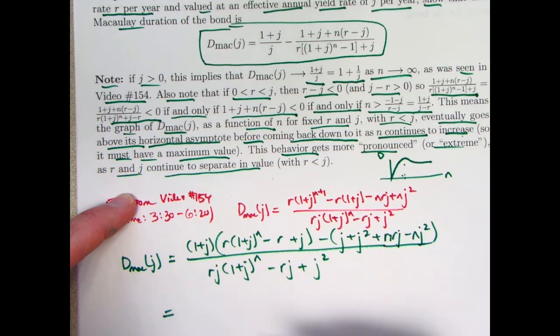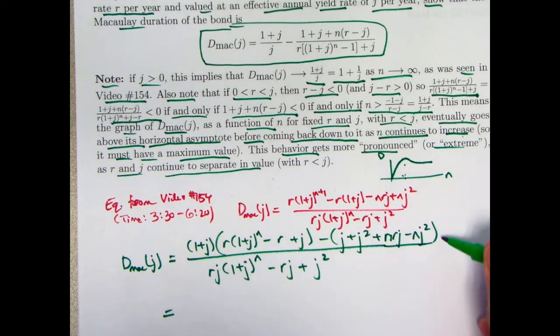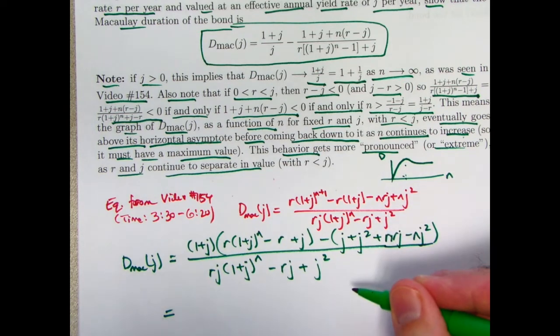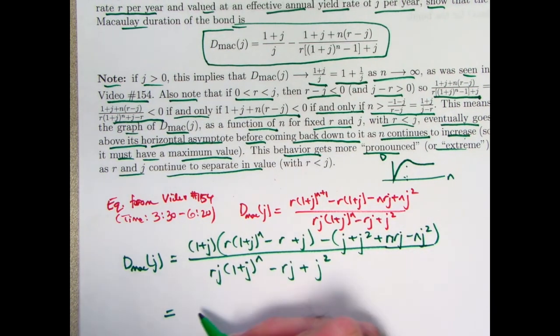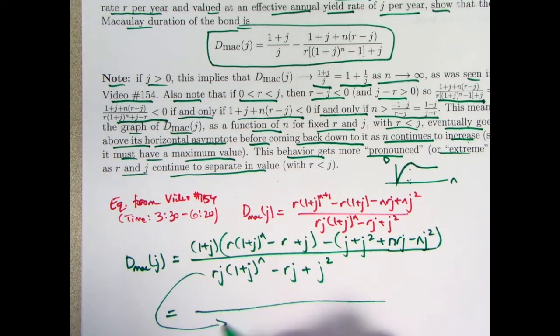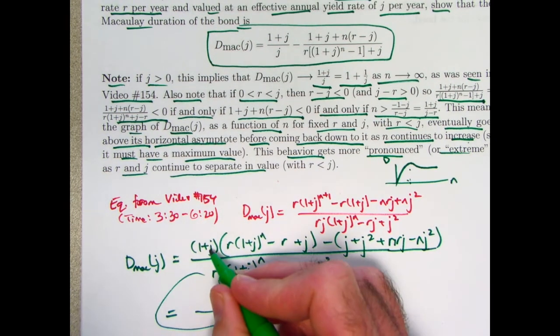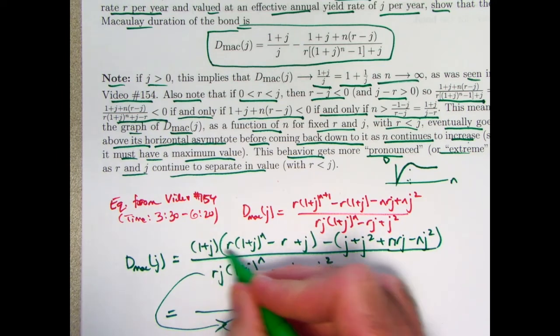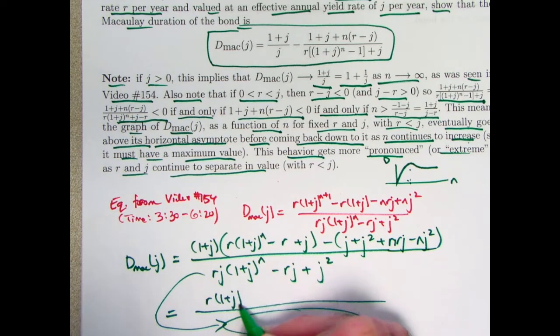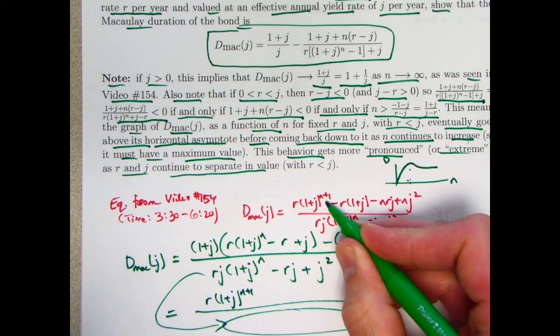So hopefully this numerator simplifies to this numerator. The tops match. The bottoms already match. The denominators already match. Let's go ahead and multiply this out. I will just keep the denominator the same and not bother rewriting it. So let's see, I got r times 1 plus j to the n times this gives me r times 1 plus j to the n plus 1. That looks good comparing it with this.